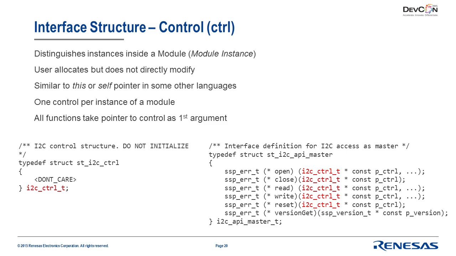So here's an example, once again, from the I2C interface. You can see all the functions I have highlighted in there in red take a pointer to the control as the first argument. Except for one. Can someone tell me which one doesn't take it? Raise a hand. Yes? That's right.